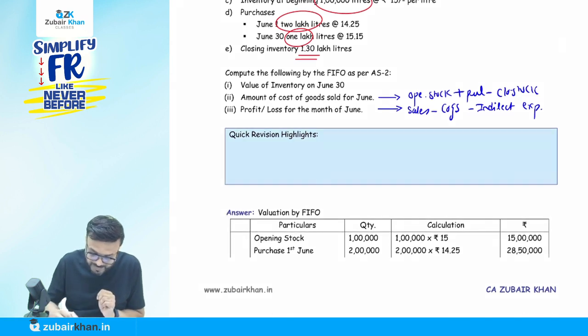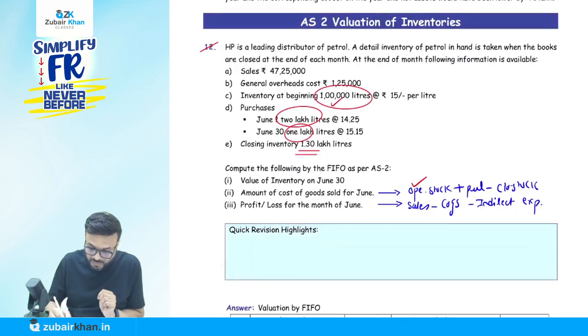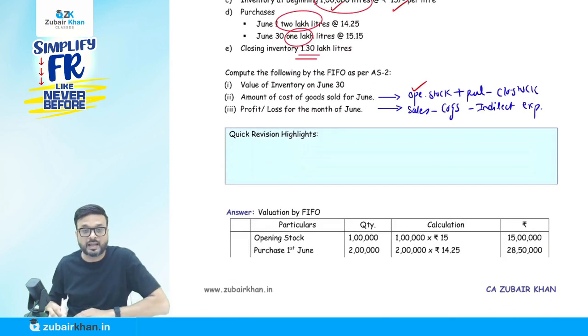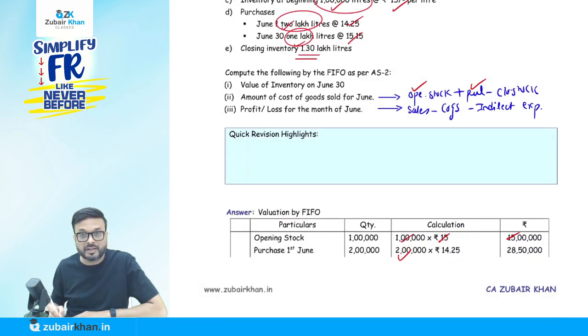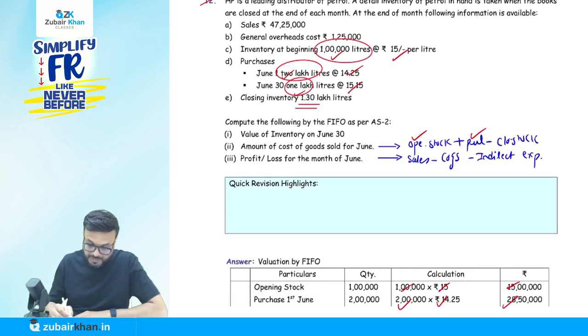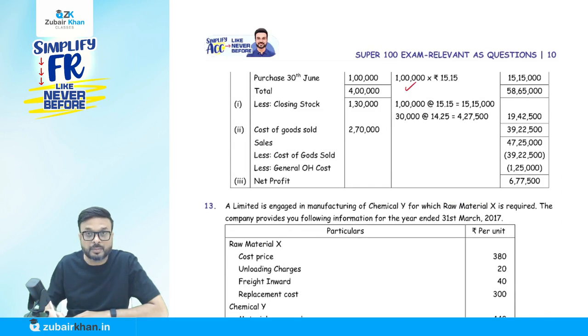But the first thing is the opening stock. Let me write one by one. Opening stock, how much is there? 1 lakh liters at 15 rupees. So 1 lakh quantity multiplied by 15 is 15 lakh. Then I will do the purchases. How much do we have? 2 lakh liters at 14.25 and 1 lakh liter at 15.15. So 2 lakh multiplied by 14.25 will come to 28 lakh 50,000. And here 1 lakh liter multiplied by 15.15, this much amount will come.